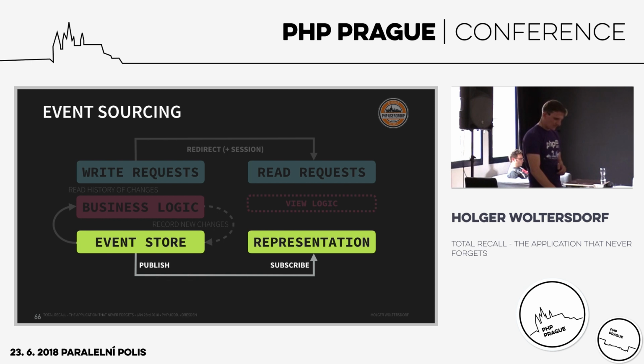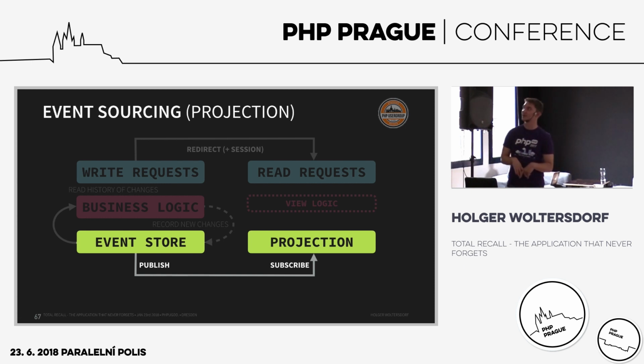Yeah, we remember this one. So we have an event store. We publish the events to our representation to update the representation. In the words of event sourcing, it's called projection because we are projecting the current state of our application to a different data storage.